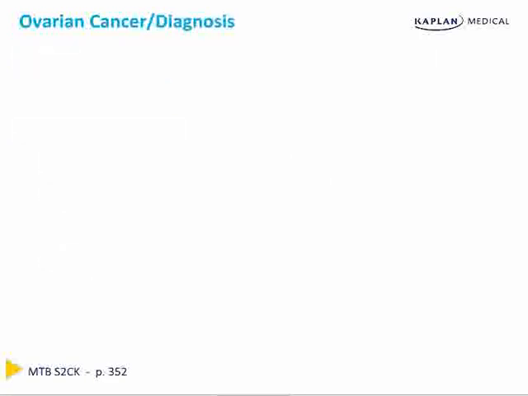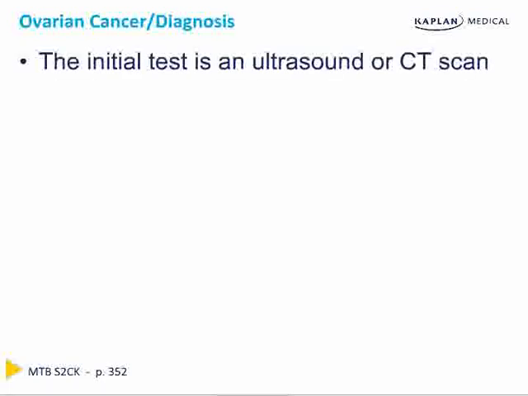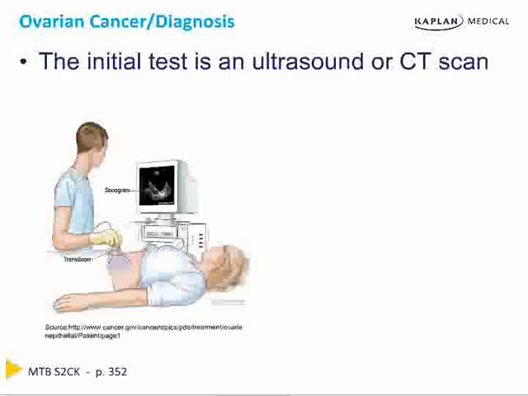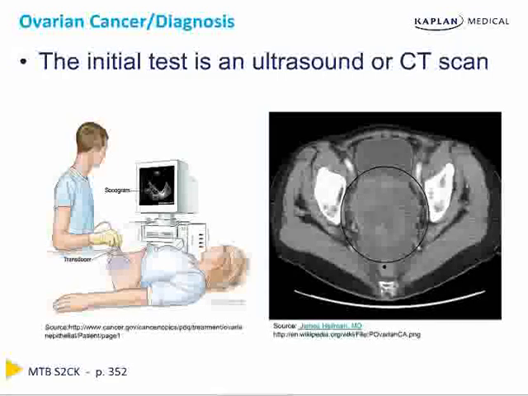When a clinical scenario suggests that ovarian cancer is the diagnosis, the best initial test to confirm that is to either order an ultrasound, transabdominally or transvaginally, or to order an abdominal CT scan. Both of these will show both the mass as well as the accumulation of abnormal fluid within the peritoneal cavity.